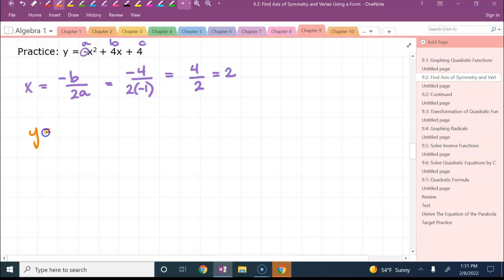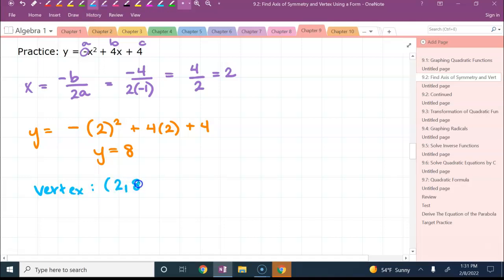Now to find my y, we plug 2 in for all those x's. So I have a negative, and then I'm putting in my parentheses, that 2 squared, plus 4 times 2, plus 4. When I did this, I got y equals 8. So my vertex is at 2, 8, and that's just coming from these two pieces right here. Now your y-intercept, that's your c value, which I have up here as the 4. So it's going to be 0, 4.